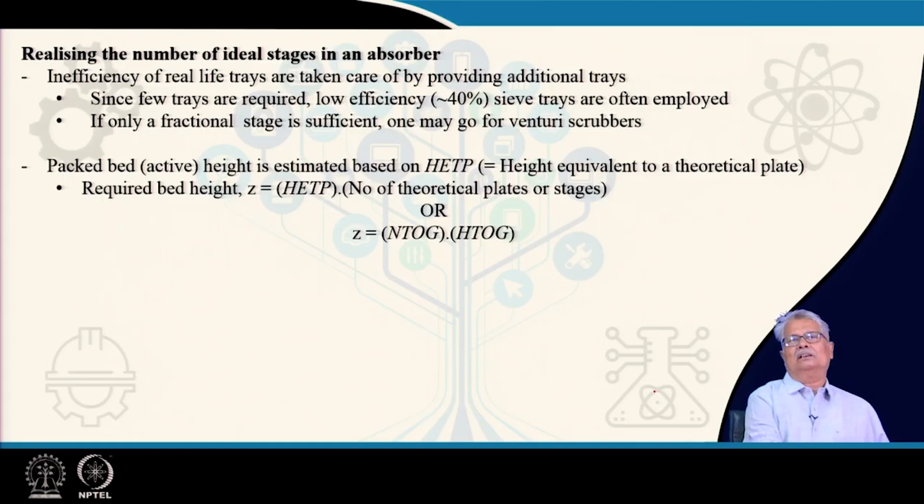Next comes the realization of the number of ideal stages in practice. We take care of the inefficiency of real life by considering an equilibrium by non-equilibrium ratio, that means a factor of efficiency, and we carry this on in the next class for finding out the details.